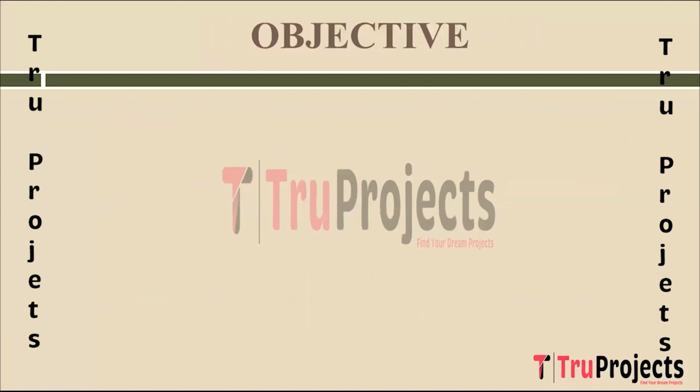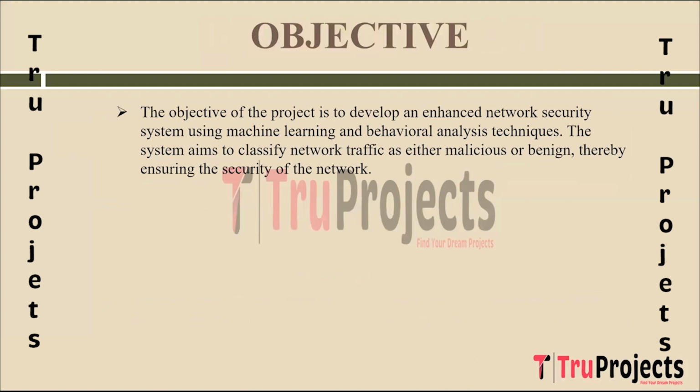Objective of the project: the primary aim of the project is to create a more robust network security system. This system employs machine learning and behavioral analysis techniques to categorize network traffic into two categories, malicious or benign. By making this classification, the system endeavors to ensure the overall security of the network, identifying and mitigating potential threats before they can cause harm.